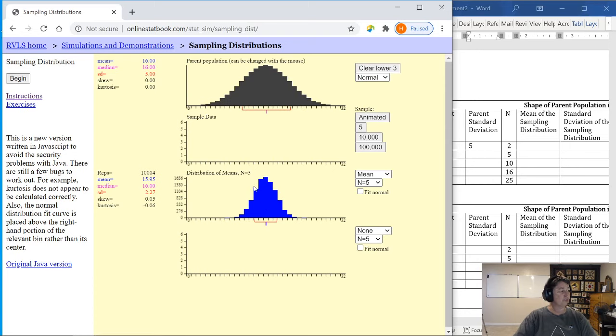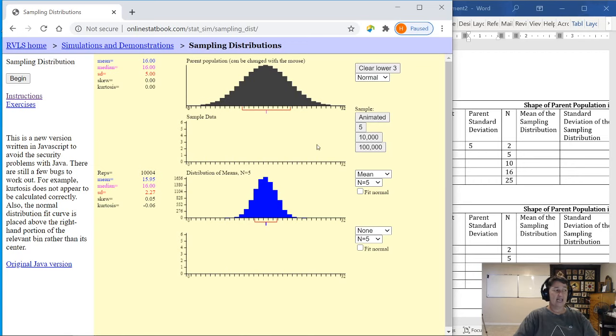Notice that this distribution has its own mean. Its own mean is at 15.9500. Its median is there at 16.00, and its standard deviation is at 2.2700.